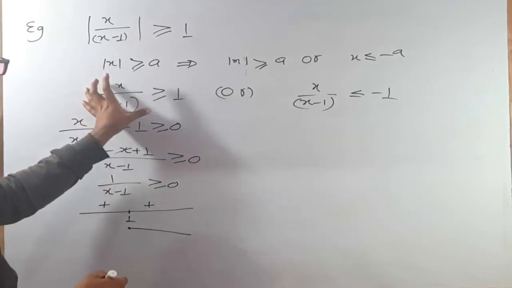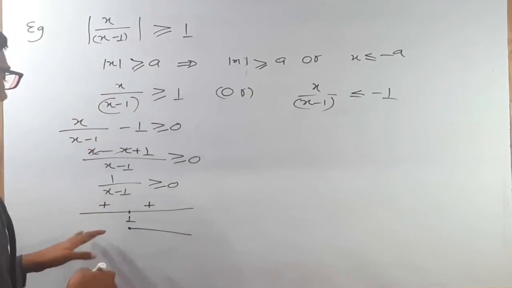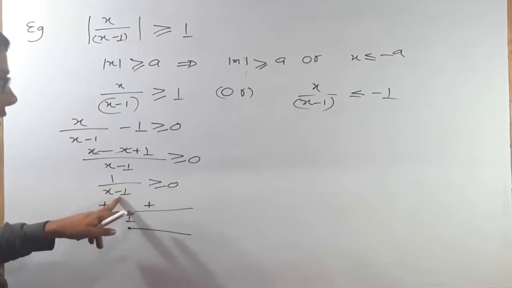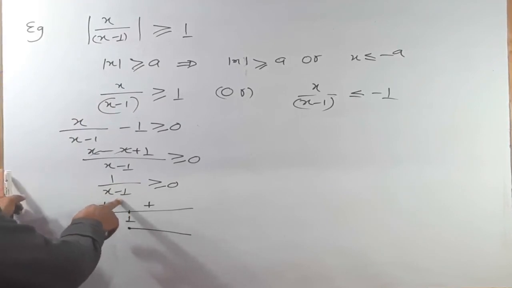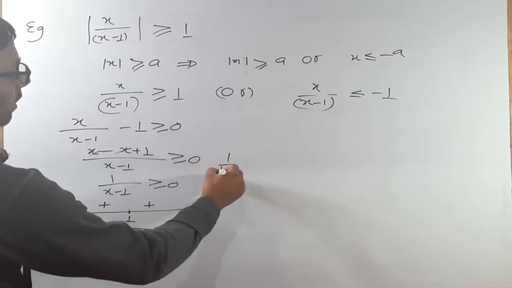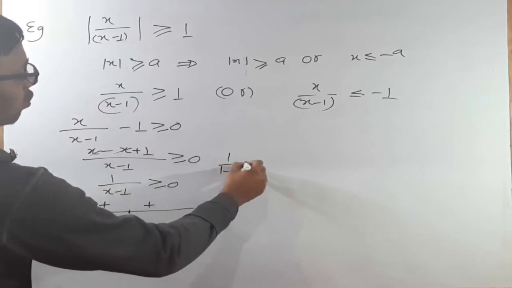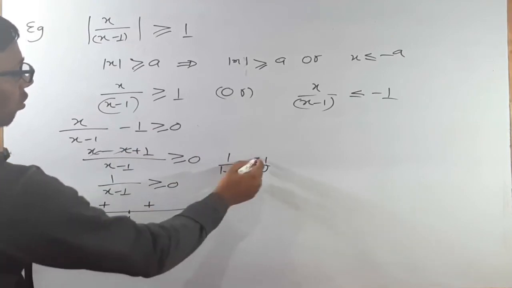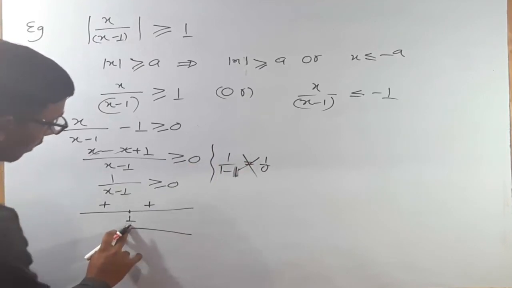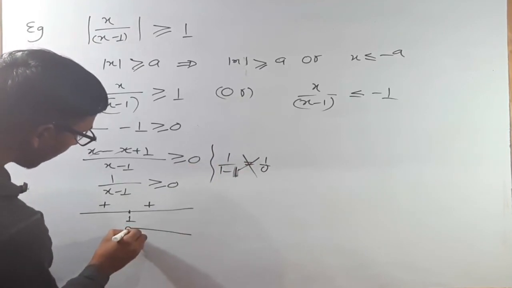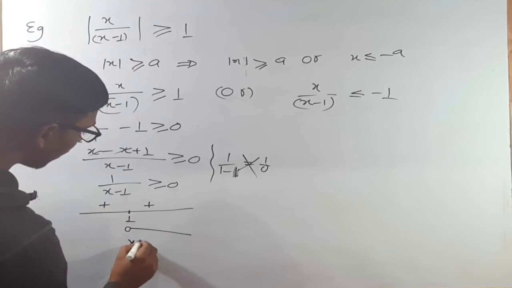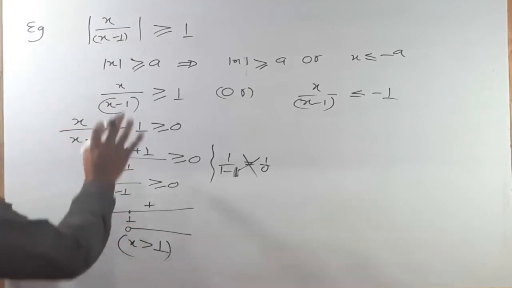This portion satisfies the inequality, but we cannot take 1. Why can we not take 1? If we put x equals 1, then this function is going to be undefined, because 1 upon x minus 1 becomes 1 upon 1 minus 1, which is 1 by 0. This is undefined, so we cannot use 1. That's why I'm saying that here 1 is not included, so I'm going to exclude 1. So here we can extract the values of x: x should be greater than 1 to satisfy this inequality.